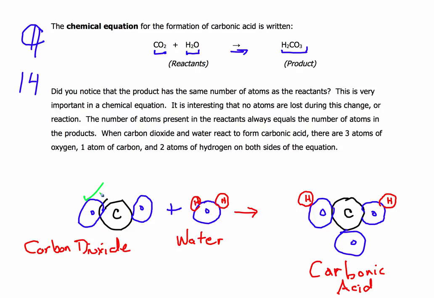So we have 1, 2, 3 oxygen atoms on this side of the equation, and here's 1, 2, 3 oxygen atoms here. We have 1 carbon atom on the left side of the equation, and we have 1 carbon atom on the right side of the equation, and we have 2 hydrogen atoms on the left side, and we have 2 hydrogen atoms on the right side, and so we have a balanced chemical equation showing carbon dioxide being combined with water and yielding on the other side of the equation, producing the product carbonic acid.